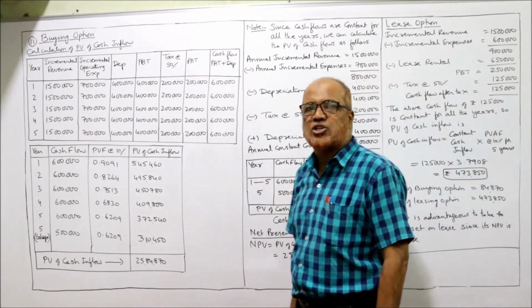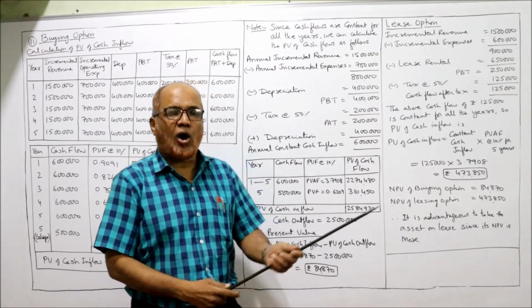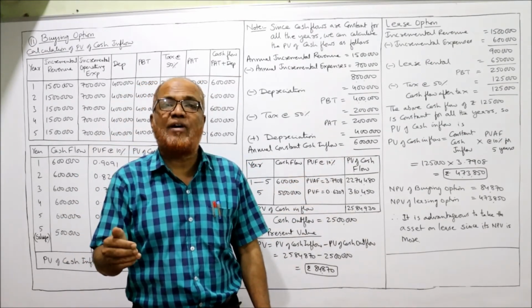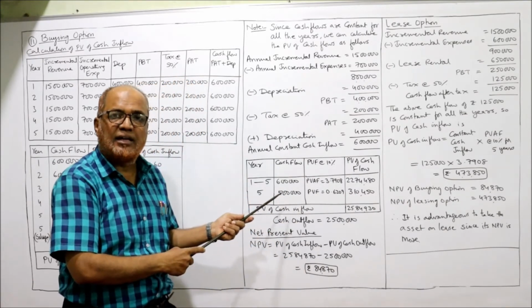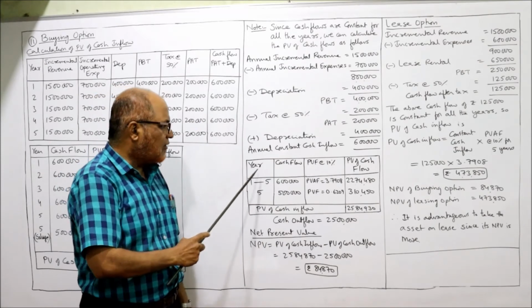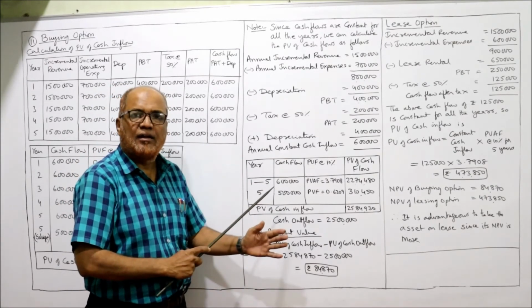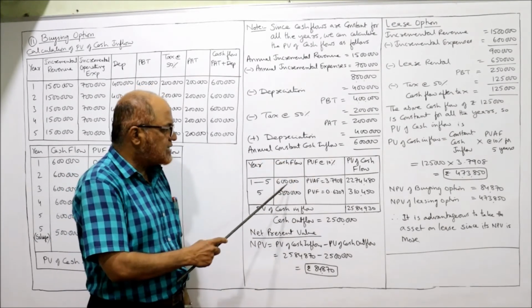Annual constant cash inflow 6 lakh. But these are the operating cash inflows. Apart from that, we are getting scrap value at the end of the fifth year. So to find that out, we are making a table. Year 1 to 5, first year, second year, third year, fourth year, fifth year, we are getting 6 lakh.